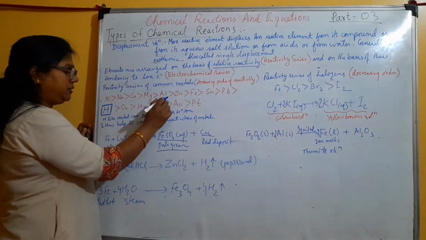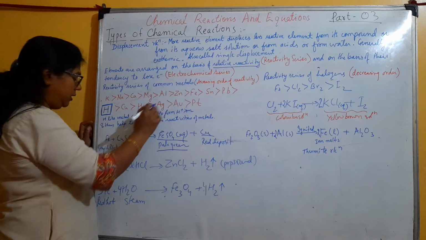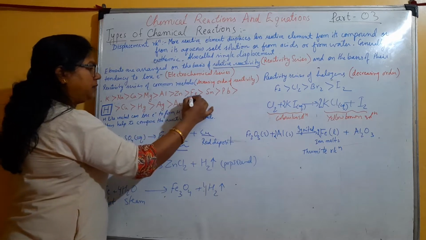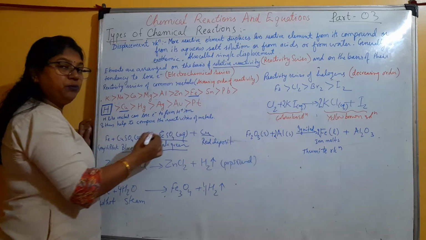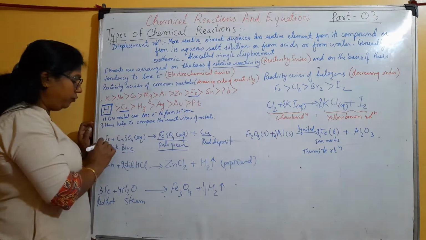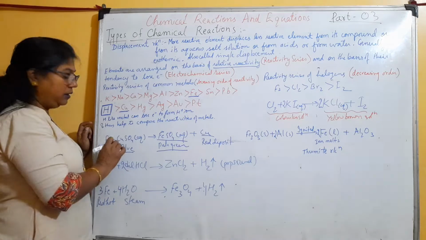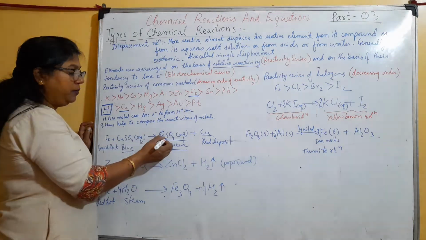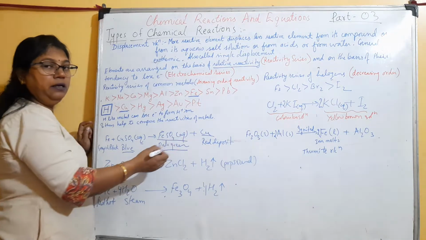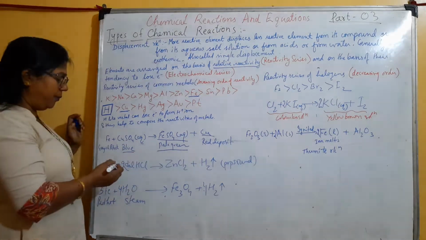From the reactivity series, you can see that iron is placed above copper. So iron is more reactive and therefore capable of displacing copper from its aqueous salt solution to form ferrous sulfate and the red deposits of copper.